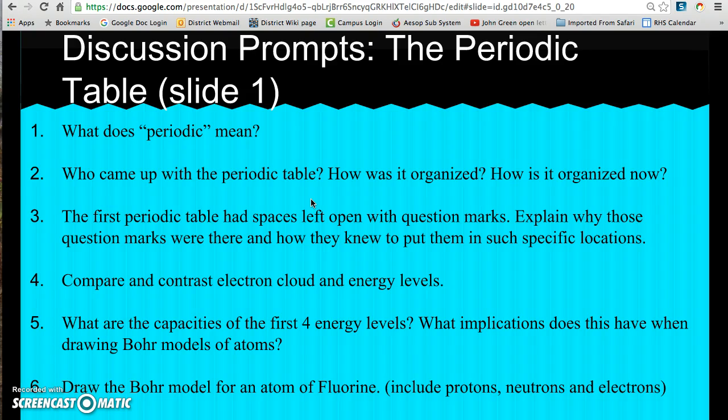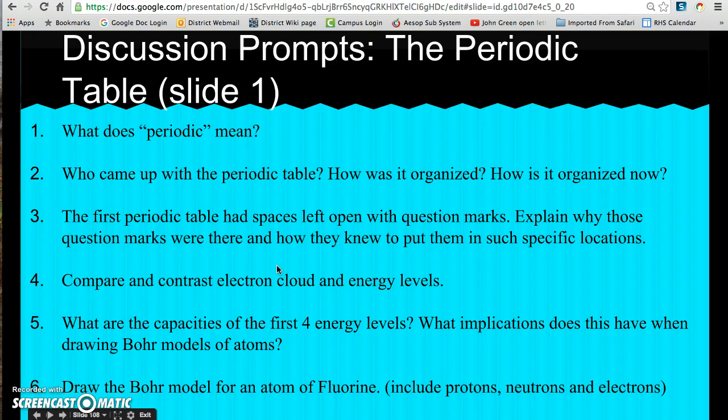By now, hopefully you know that when you draw a Bohr model, these capacities come into play because you cannot place more than the capacity number of electrons within an energy level. So the first energy level can only hold 2 as a maximum, so that's how many you can put into that level. The second one holds 8, so you can put less than 8 in it, but you cannot put more than 8 in that energy level.